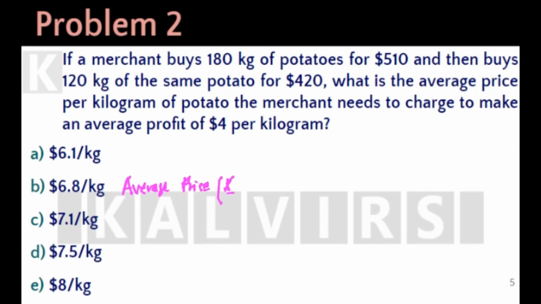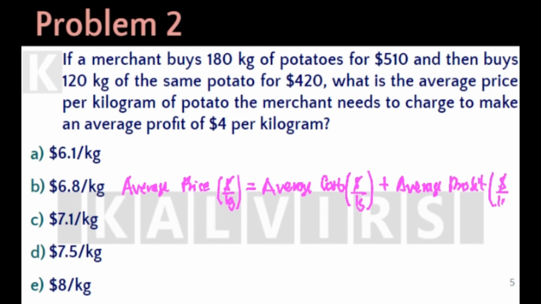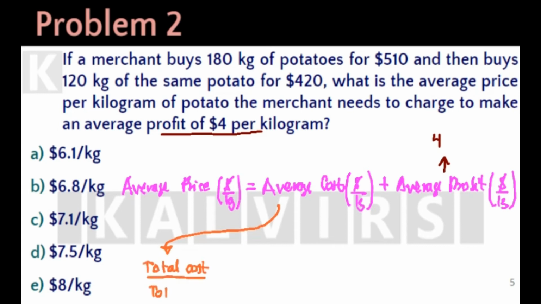Okay, first of all, the average price in dollars per kilogram is equal to the average cost in dollars per kilogram plus the average profit in dollars per kilogram. We know that the average profit is $4 per kilogram, so this is 4. Now, with information of the question, we can calculate the average cost. The average cost will be equal to the total cost over the total kilograms.